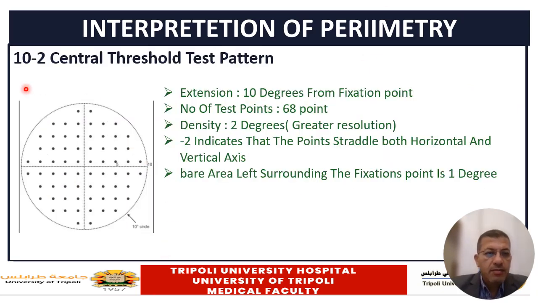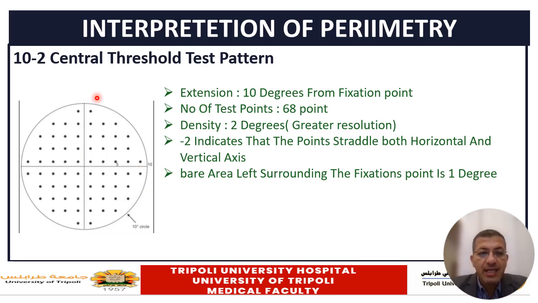Okay, this is another test pattern named 10-2. The points are also straddling the vertical and horizontal midlines, and it is measuring the central 10 degrees of the retina. So it is more concentrated only on the central 10 degrees. It contains 68 points, so you can understand that this is more zoom and more magnification of the center of the macula as compared to the 24-2, which contains only 12 spots in the central 10 degrees. The 10-2 contains 68 points.